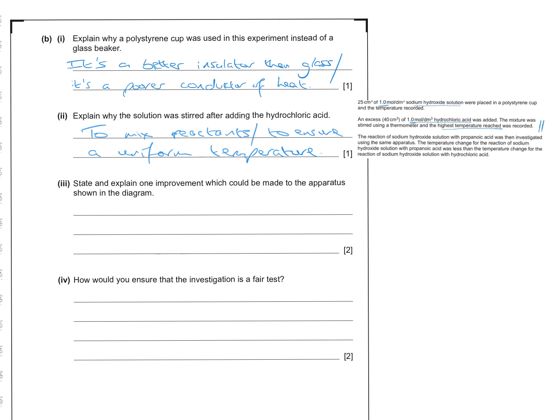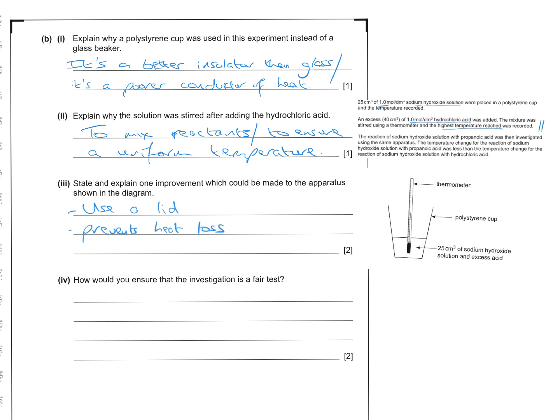Part 3, state and explain one improvement which could be made. Well, I've already mentioned the need for heat to be trapped inside, and you can see from the diagram that heat can just escape through the top. So an improvement to this experiment would be to use a lid, and that would help to prevent heat loss. Now, another improvement you could make is to put the polystyrene cup inside a glass beaker. In fact, that's what we would often do.